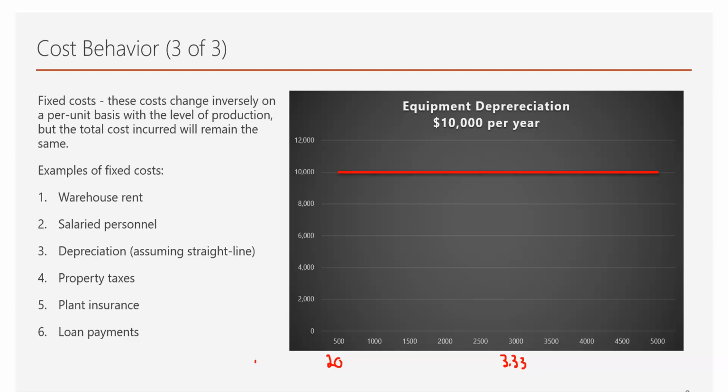So on a per unit basis, my costs are inverse with the level of production. As the level of production goes up, my fixed costs on a per unit basis go down. However, my total cost here is going to remain the same. So that's where we talk about the cost changing inversely on a per unit basis with the level of production, but the total cost incurred will remain the same in total.